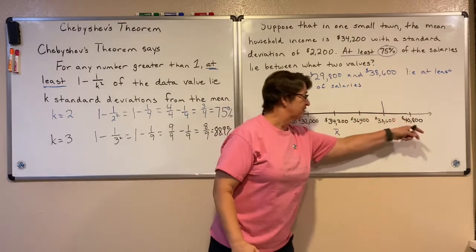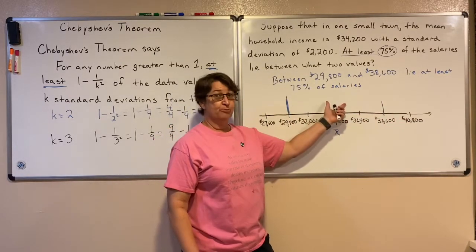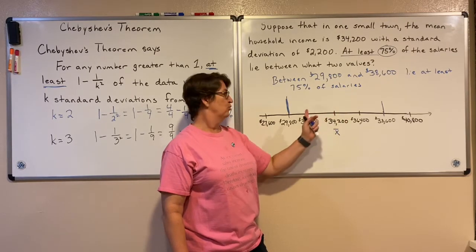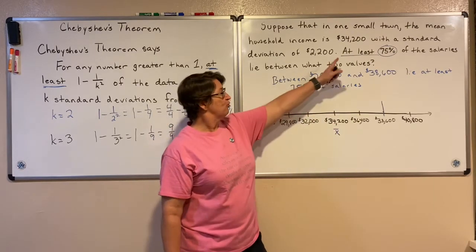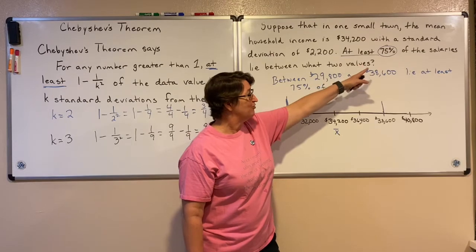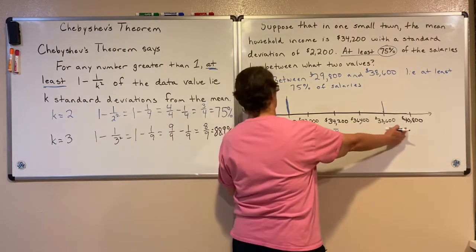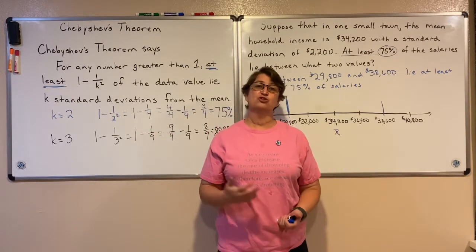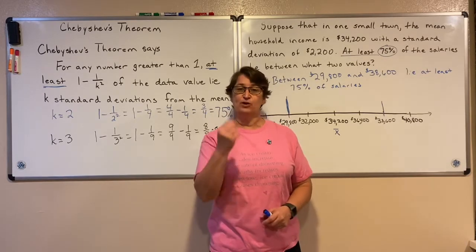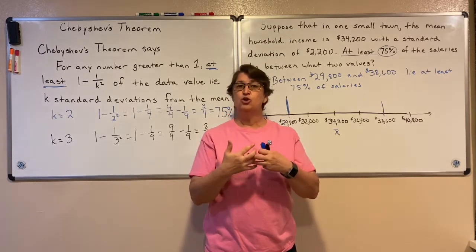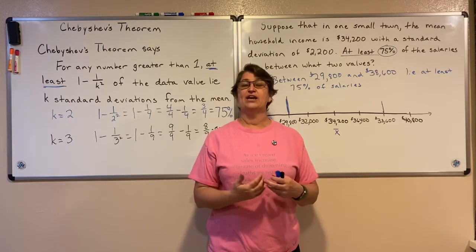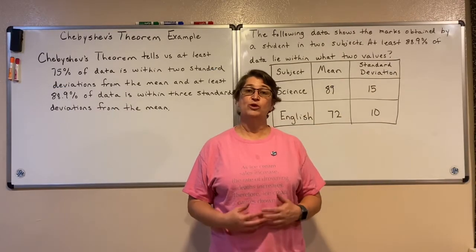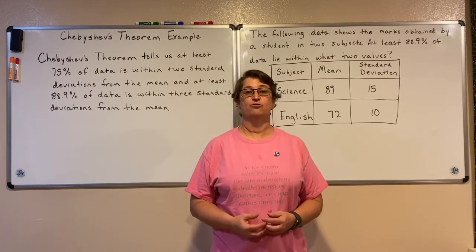Some of them may be a little higher, some of them may be a little lower. Heck, all 100% of them could be in here. We just know that at least 75% of our data will be between those 2 values. If the question asks at least 88.9% of the salaries, then we would say it's between 27,600 and 40,800. So Chebychev's is really powerful, because if we have our mean and we have our standard deviation, we can find out at least how much of our data falls within those standard deviations from the mean. Let's work some example problems where we use the Chebychev's theorem to help us solve the problem.